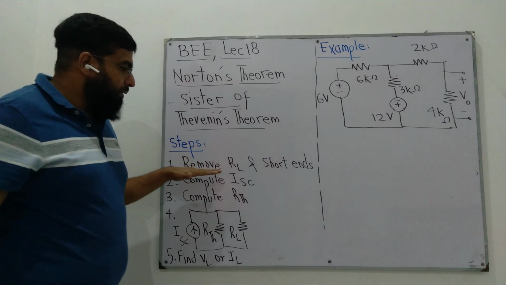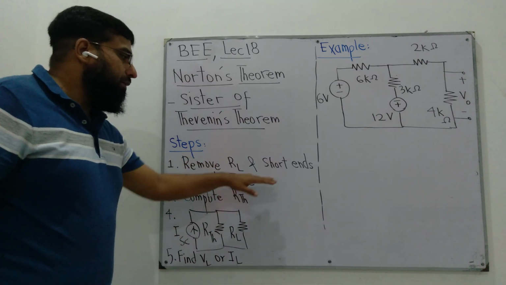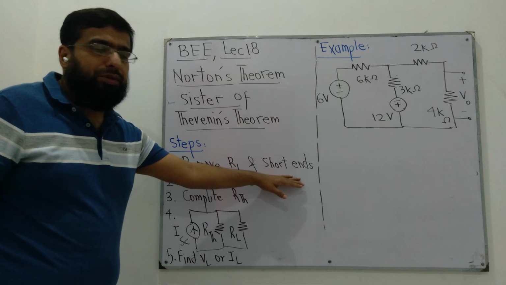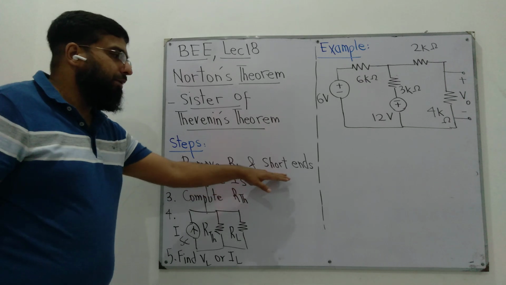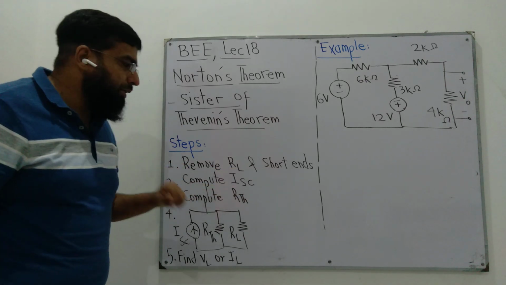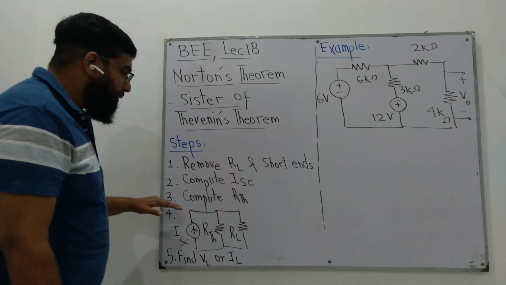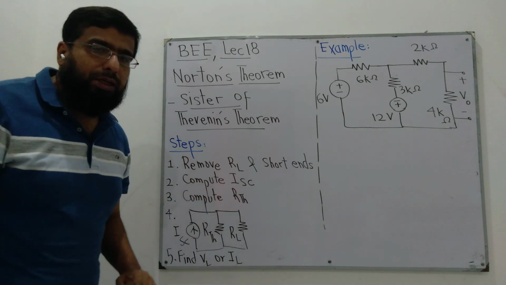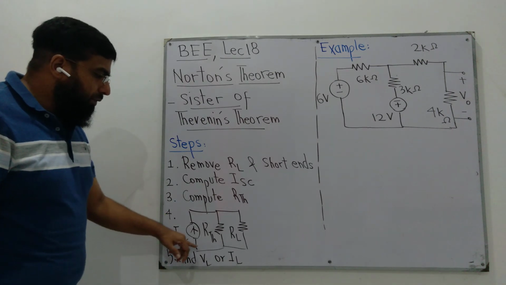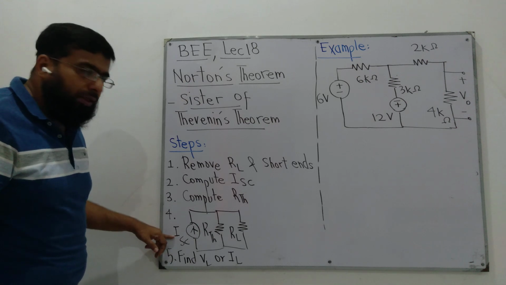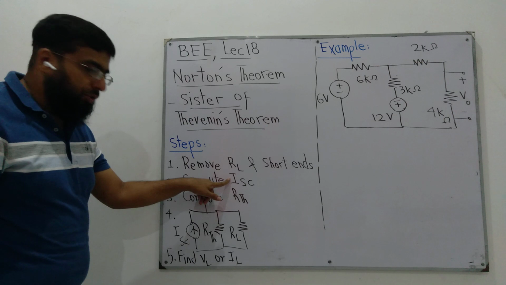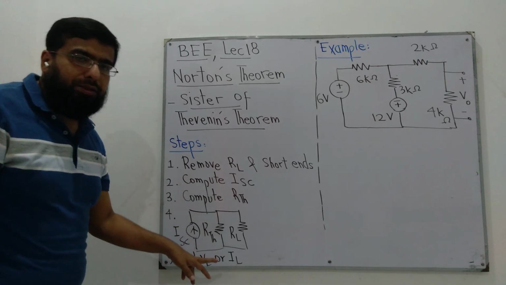The first step is that we remove RL, and instead of open circuiting as we did for Thevenin's theorem, we short circuit the open ends, and then through the short circuit we find I short circuit. We compute our R Thevenin exactly like we did for Thevenin's theorem, and then we drop this equivalent: a current source equal to the value of ISC, the short circuit current, in parallel with our R Thevenin.